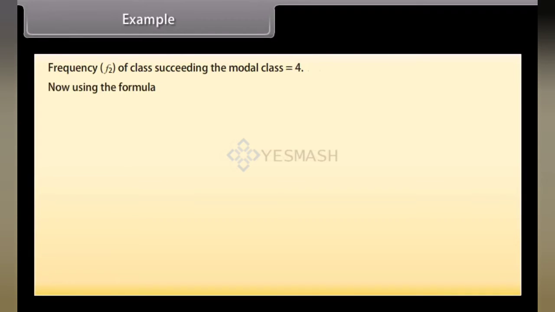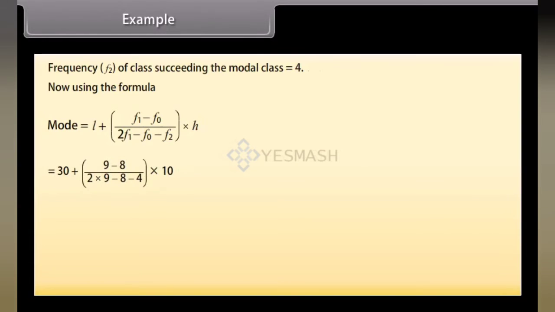Now, using the formula given below, L plus F1 minus F0 divided by 2F1 minus F0 minus F2, multiplied by H, we will find the mode as 30 plus 9 minus 8 by 2 into 9 minus 8 minus 4, into 10, equals 30 plus 10 by 6, which equals 30 plus 1.67 equals 31.67.